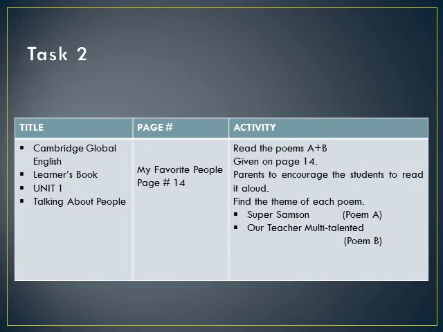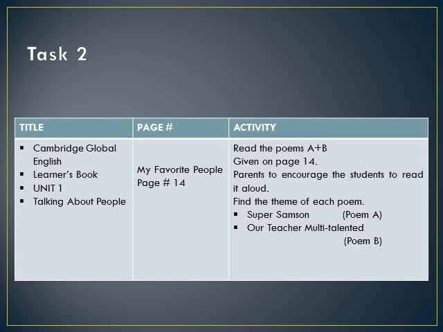Here it's your second task for this week. We have our book Cambridge Global English Learner's Book, Unit 1, talking about people, and the topic is My Favorite People. Dear students, in our life we do have someone favorite. So here in this lesson, when you will open page 14 of your learner's book, you will find 2 poems, that is poem A and poem B. Titles are written above both the poems.